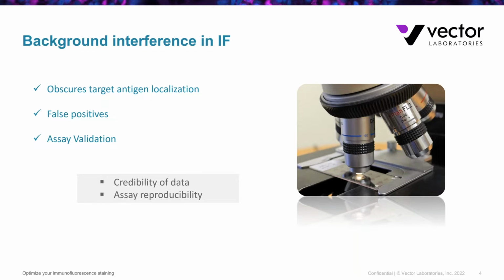And lastly here, the assay validation. Background interference throws into question the credibility of the data that you're reporting on, and also creates a lot of problems with reproducibility, both at your end, if you try to reproduce it either in the same specimen or a different tissue block, or others who want to build on the results that you're reporting.